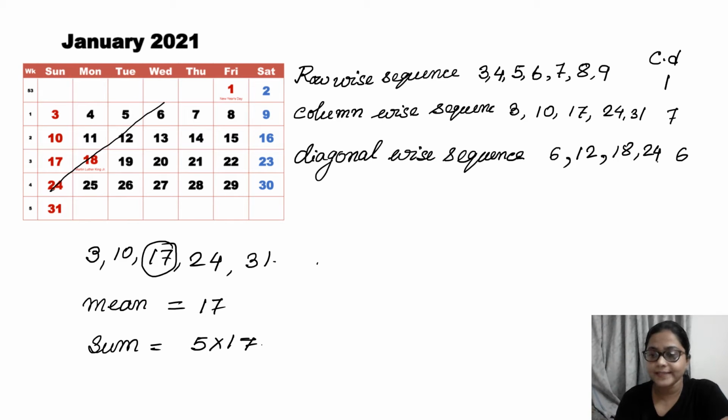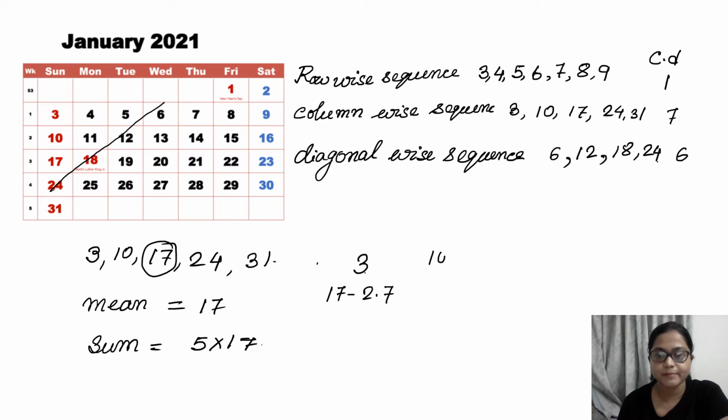What's the logic behind it? Yes, as the mean is 17, you can easily say that as 5 numbers are there, the sum of the numbers will be 5 into the average of the numbers, that is the mean. So 5 into 17 is the sum of the numbers. But how are we saying that 17 is the mean? See, 3, the first number, can be written as 17 minus 2 into the common difference, that is 7. See, 17 minus 14 is 3.